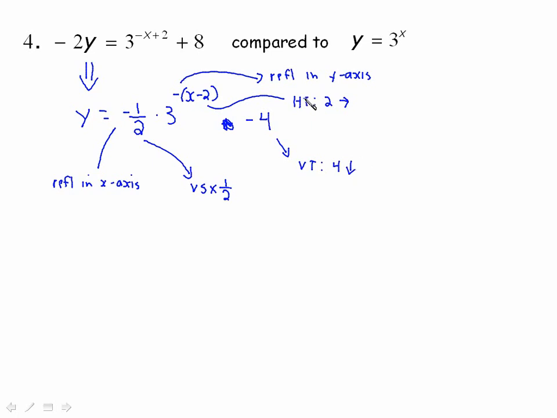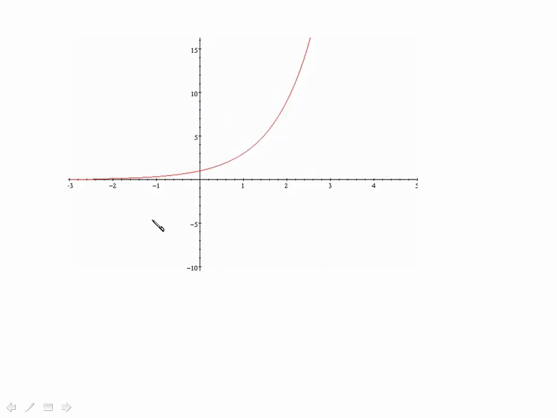So let's take a look at the graph. Now, I've only got the original drawn in, but let's see what we can do with it. We do the reflections first. So here's our exponential function with a y-intercept of 1. And if we reflect this one in, say, the x-axis first, it's going to look like this.